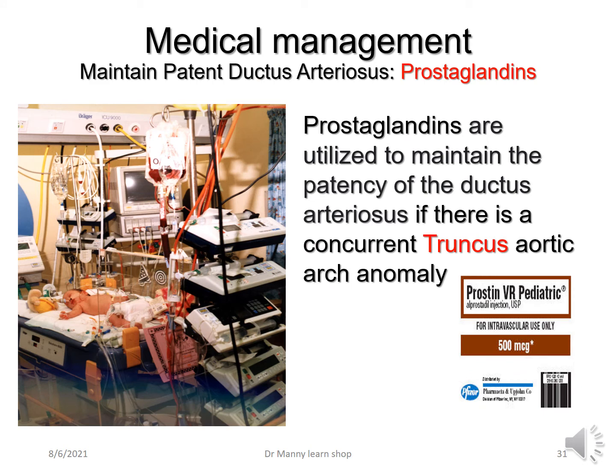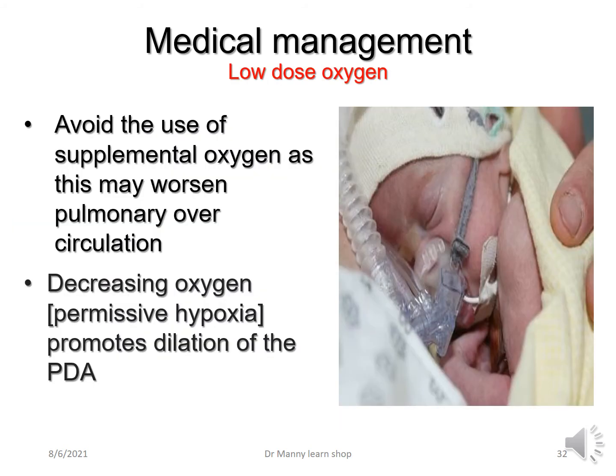Medical management again includes prostaglandins, especially to maintain the ductus. Low dose oxygen is probably better or recommended, depends, because supplemental oxygen may worsen the pulmonary overcirculation. So by decreasing oxygen, permissive hypoxia, it promotes dilation of the patent ductus arteriosus and allows the continuation of the right to left shunt.